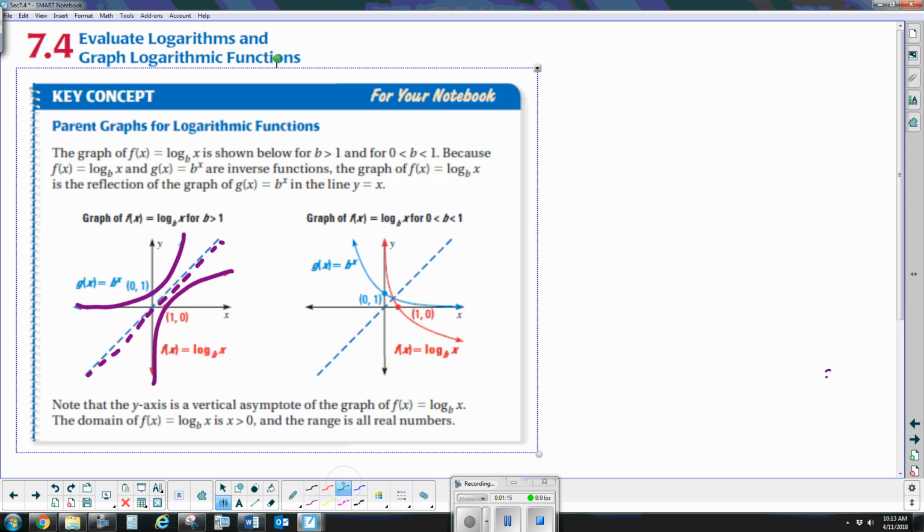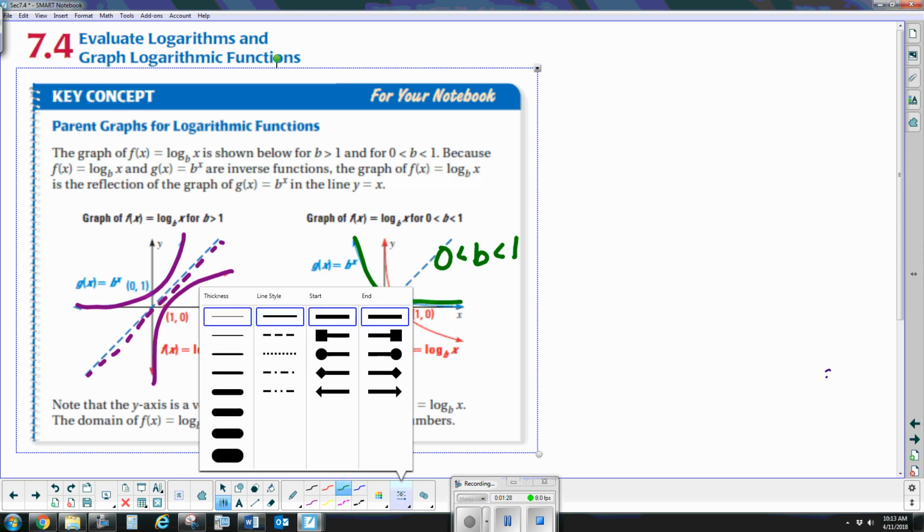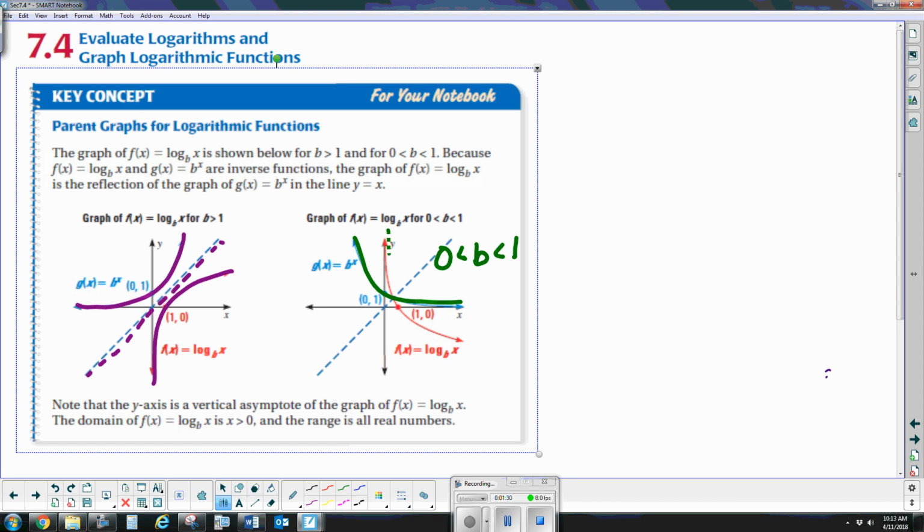Now in the second graph, this is the function. This would be a decay function. That's where b is less than 1 but greater than 0. And here is its reflected line. This would be the logarithmic function. So we're going to look at graphing those in this video.